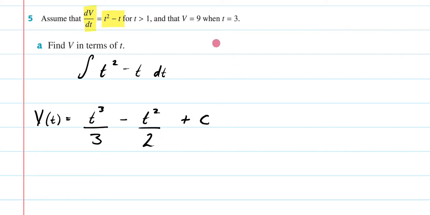Now, the question has given us that information, but it's a bit cryptic. It's told us that v equals 9 when t equals 3. So what this means is that we have the point (3, 9). Now, don't get confused as to which of these comes first. We know that 3 comes first because it's v in terms of t. So that's how we know the 3 is the first coordinate. So let's now sub this in and see if we can solve for c.